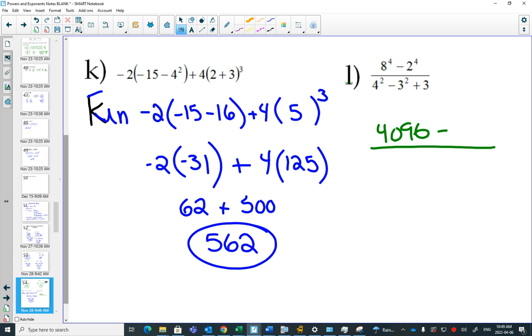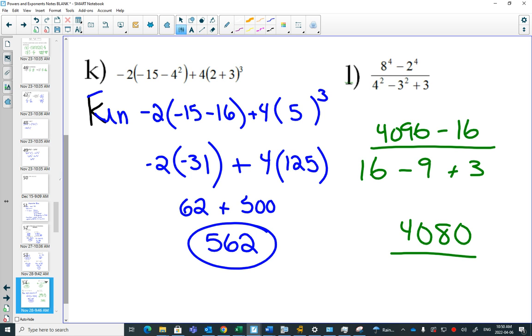Minus, this one's a little bit easier, that's 16, and this will be 16 minus 9 plus 3. So we do the top, we get 4,080. And on the bottom, 16 minus 9, 7 plus 3 is 10. Oh, this kind of mental math isn't so bad. We get 408 in the end.